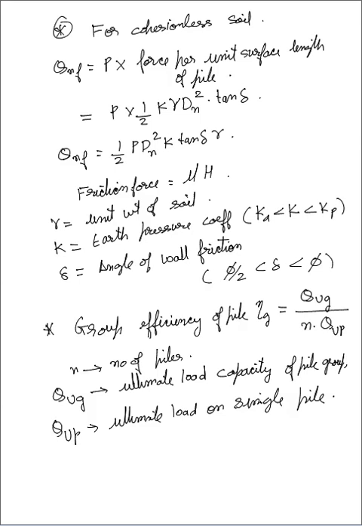So remember this thing. Suppose it is for sand soil, then eta g, your efficiency of group, is greater than 1, and suppose it is clay soil, so it may be less than 1 and greater than 1.